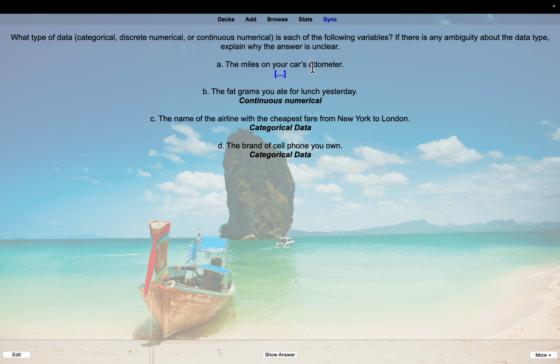The miles on your car's odometer, this is numerical. Is it continuous or discrete? An odometer value, if I'm not mistaken, can only be a whole number, but in reality, I think decimals are also present. It's just not seen in the odometer, at least in some. I'm willing to bet this is continuous numerical. Nope, discrete. Okay.